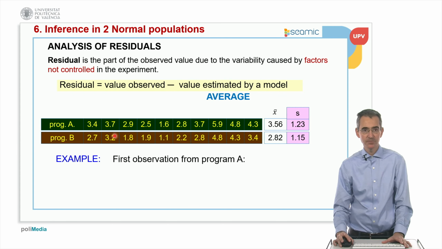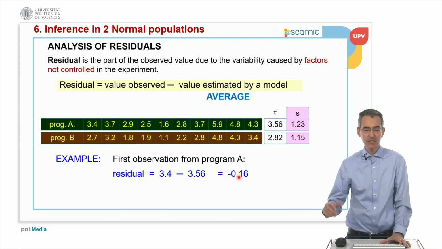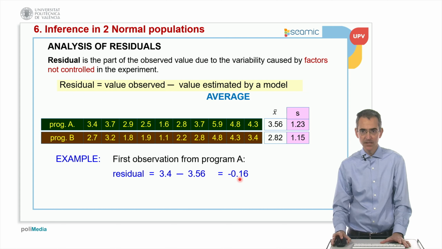the first observation from program A is 3.4. This is the value that I have observed. But what is the best estimation? If I measure another value from this program, what is the best prediction that I can give? The best estimation is the average, 3.56. So the residual corresponding to this value is 3.4 minus the average, and this is negative. Residuals can be positive or negative, and the average of residuals is always 0. So it's not strange to find a negative residual.